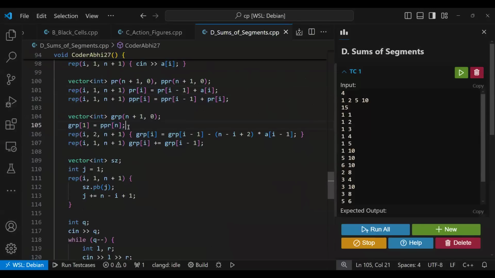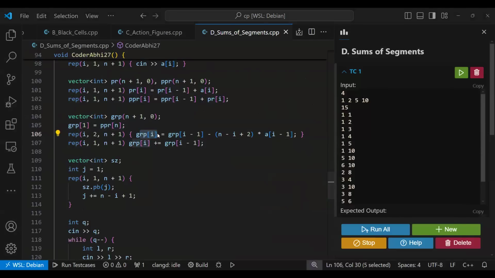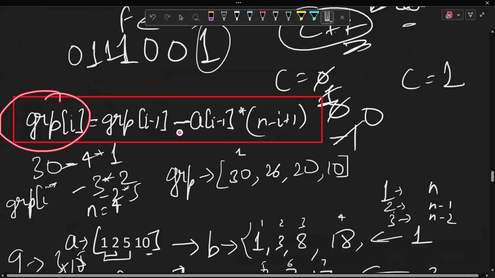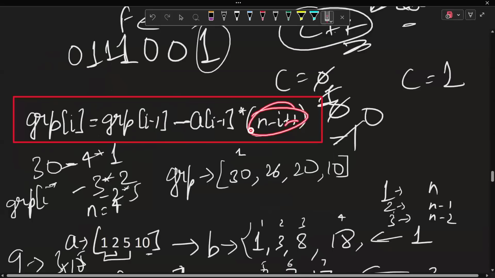Now for the remaining groups, as I explained, group I is group I minus 1 minus AI minus 1 multiplied by n minus I plus 2, like plus 1 plus 2, that you can figure out.